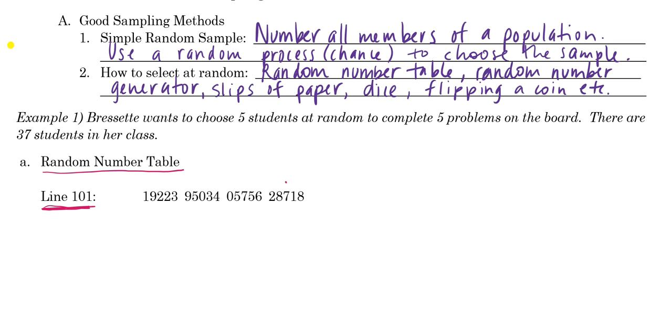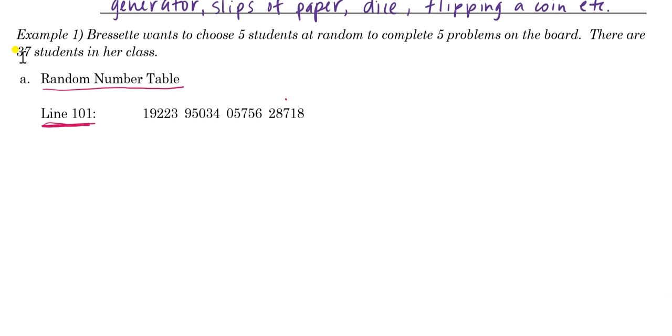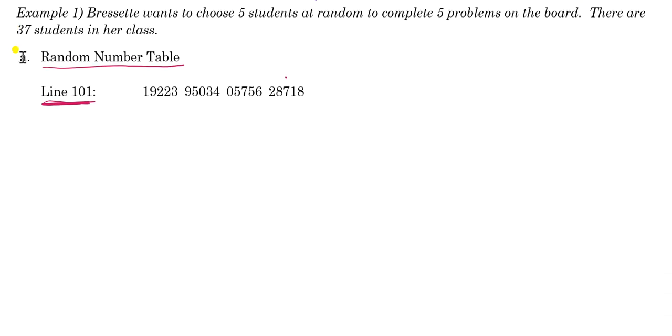And so I'm going to show you how to use a random number table, but I'm also going to write down the steps I'm doing because that's what you're going to be asked to do on the AP test. They're going to say, hey, how would you choose a random sample of numbers? And they literally want a list of instructions. So that's what I'm going to do.